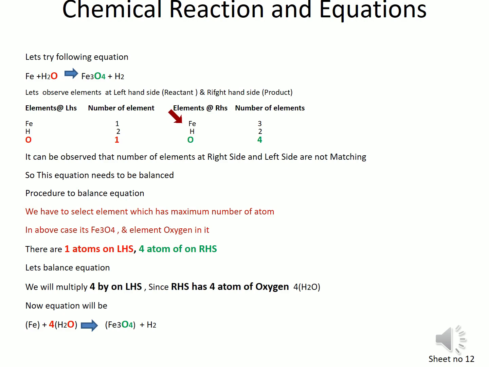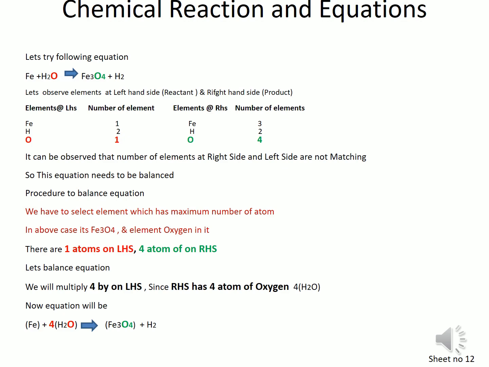Fe we have one atom, H we are having two atoms, oxygen O we are having one atom. Now let us see the right hand side. Fe we have three atoms, H we are having two atoms, and O oxygen we are having four atoms. Now here we can observe that on the left hand side we are having only one oxygen, and on the right hand side we are having four atoms of oxygen. So this needs balancing.